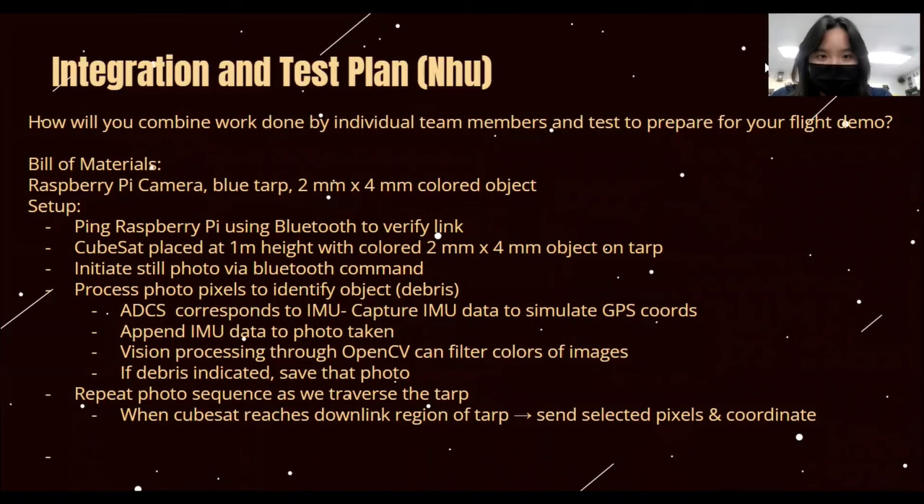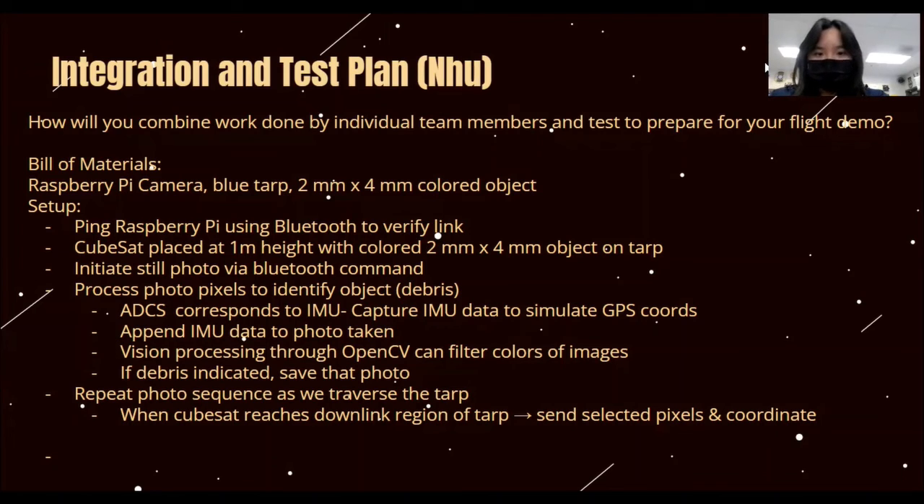So for our integration and test plan, the question at hand was how would we be able to combine everything that we've done in order to test our flight? With the bill of materials, we decided that we need a Raspberry Pi camera, a blue tarp, and a 2mm by 4mm colored object. To set up for the testing, we ping the Raspberry Pi with Bluetooth, and the CubeSat would be placed 1 meter in height above the tarp, and the 2 by 4mm object would be placed on the tarp.